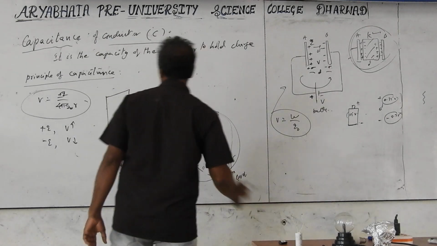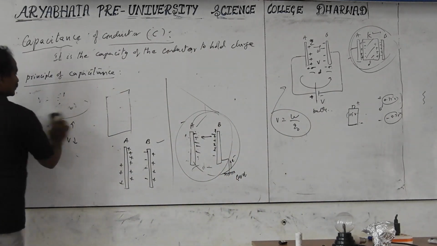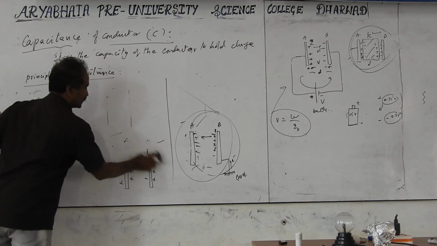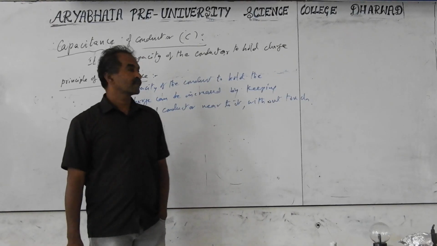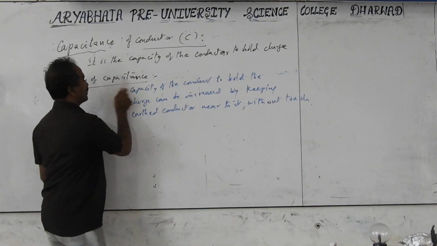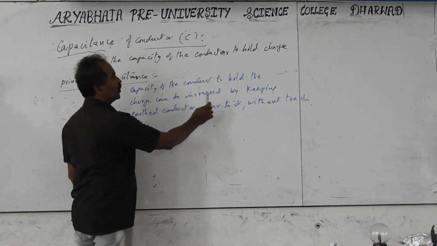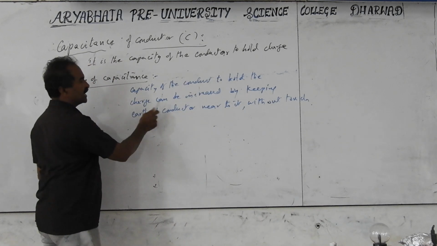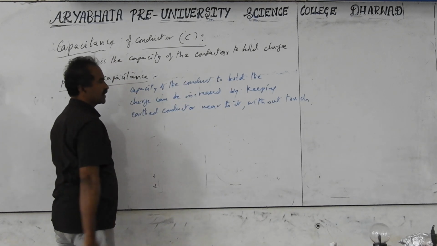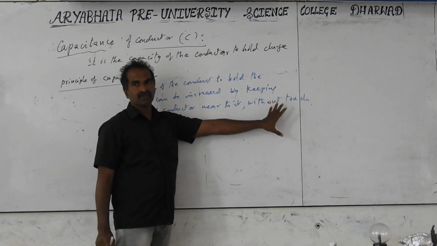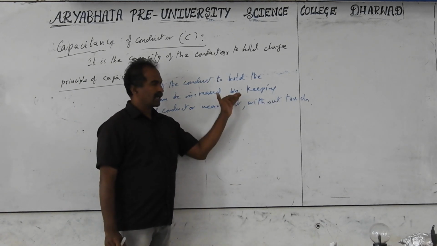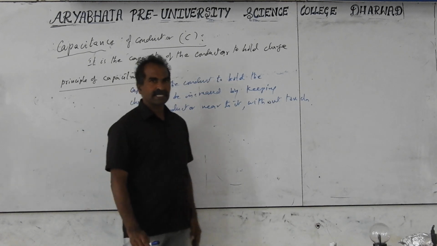Principle of capacitance: the capacity of a conductor to hold charge can be increased by keeping an earthed conductor near it, but without touching the other conductors. That method I have discussed once again, and this is for the next class.